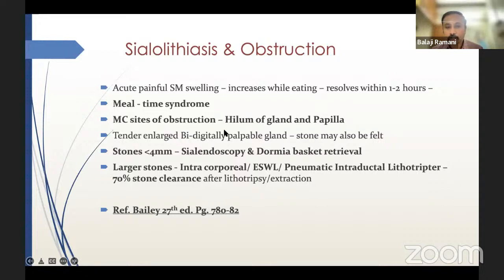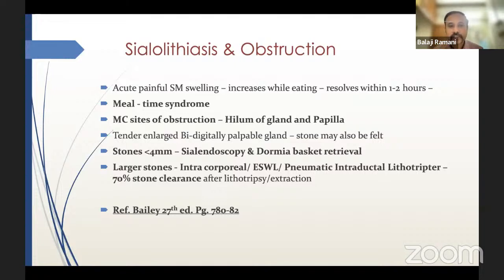So the most common site of obstruction, as we already saw in the previous picture, it is in the hilum and in the papilla. Now, what is this mealtime syndrome? Essentially, whenever there is a blockage of the duct by the stone, there is going to be stimulation of salivary secretion when the person is going to have a meal. So at this time there will be excess salivation which will get stasis.